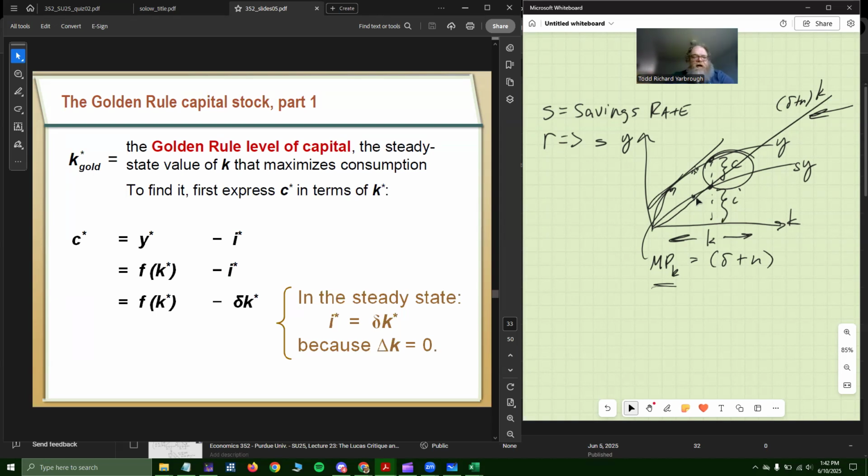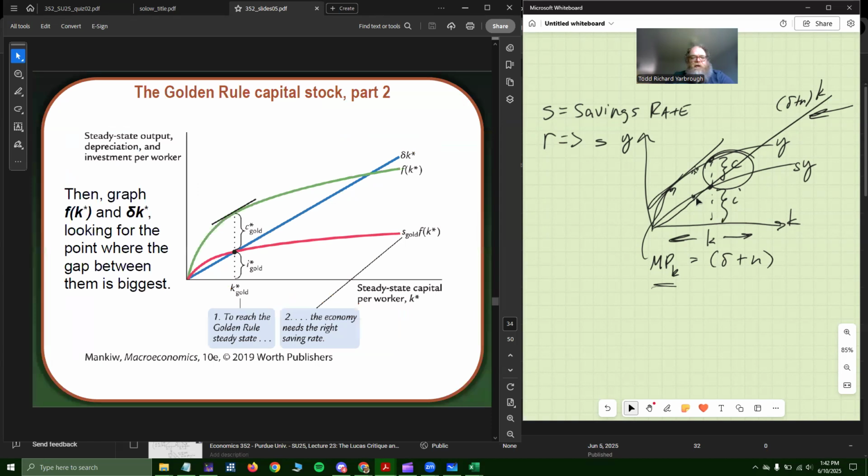And so really the trick of the golden rule is finding the steady state level at which the slope of the production function is equal to the slope of the depreciation line. Conceptually, it's pretty straightforward. Mechanically, there might be some question as to how you would actually pull that off. But conceptually, in terms of how the math works out, we get this really nice property.